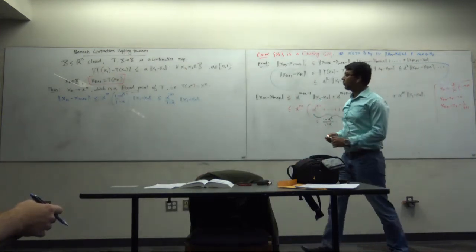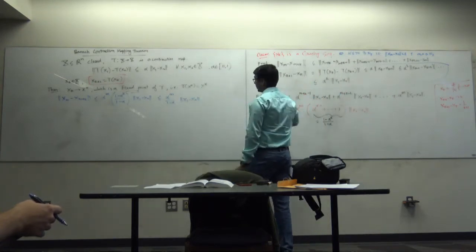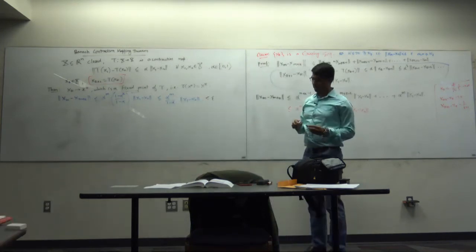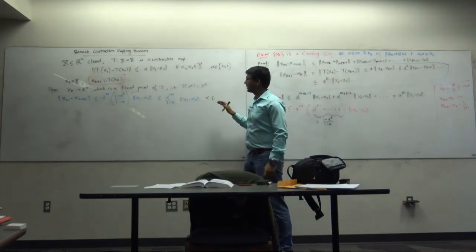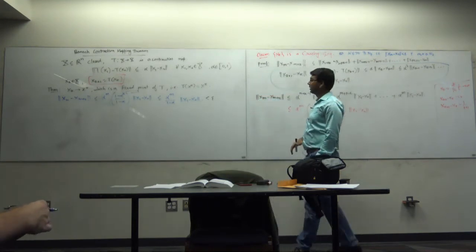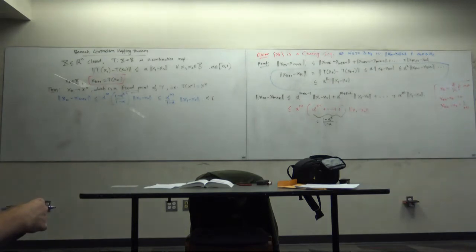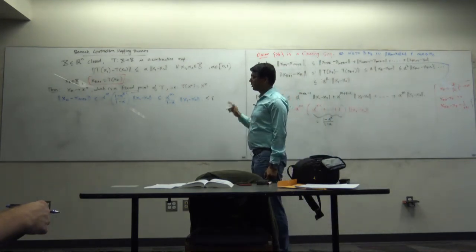Now my question is, I want to pick an appropriate value of m that would become n epsilon. I want to pick an appropriate value of m such that this is less than epsilon. So who can come up with an appropriate value of m so that this whole thing is less than epsilon for every m greater than n epsilon? Okay, so let's do that.